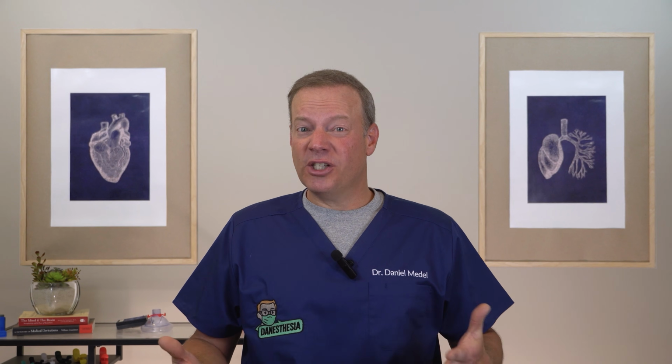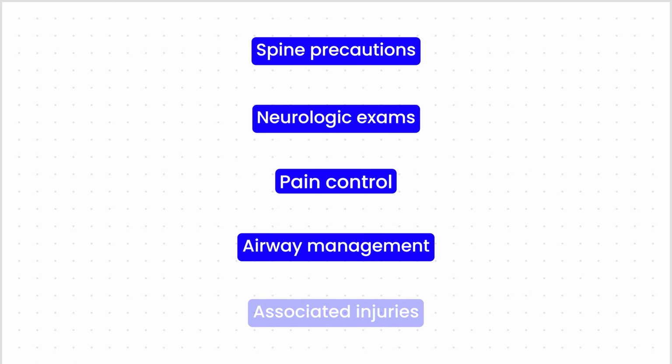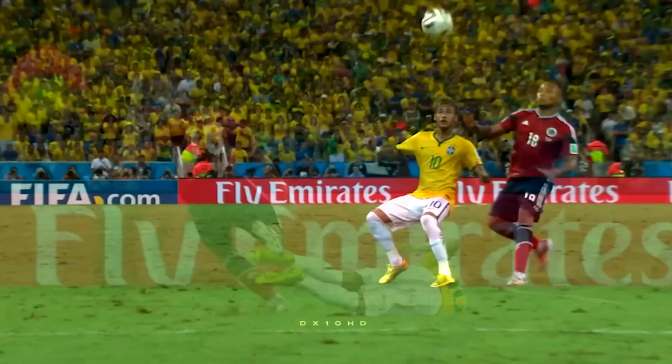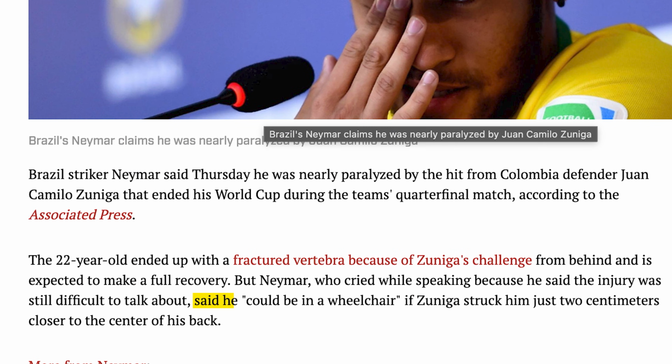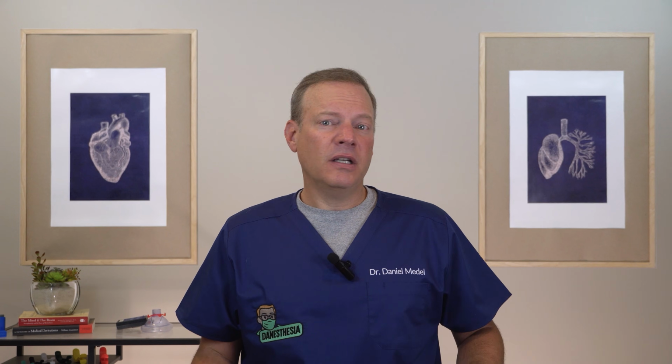Now, brain and spinal injuries immediately get my attention. When we care for trauma patients, we think about spine precautions, neurologic exams, pain control, airway management, and whether there are associated injuries. Until you can prove otherwise, a patient with a spine injury is not just having back pain. The scary part about Neymar's injury is how close it was to being much worse. He later said that he was told that if the impact had been slightly different, the outcome could have been devastating. This injury ranks so high because it involved the spine, ended the tournament for one of the biggest players in the world, and changed the arc of the entire World Cup.